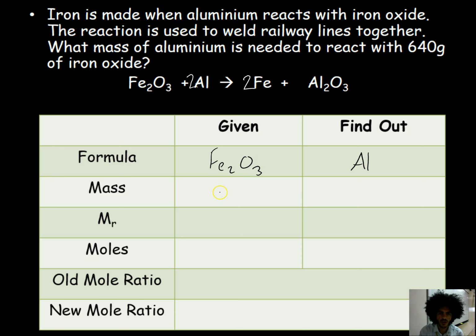So the mass of iron oxide I've been given is 640 grams. So I'm going to put that there. And remember, to work out moles, it's mass divided by MR. So I need the MR of iron oxide. So iron is, I think, 55.85.